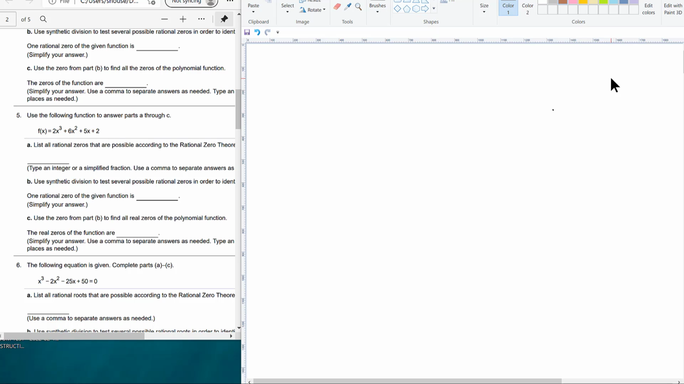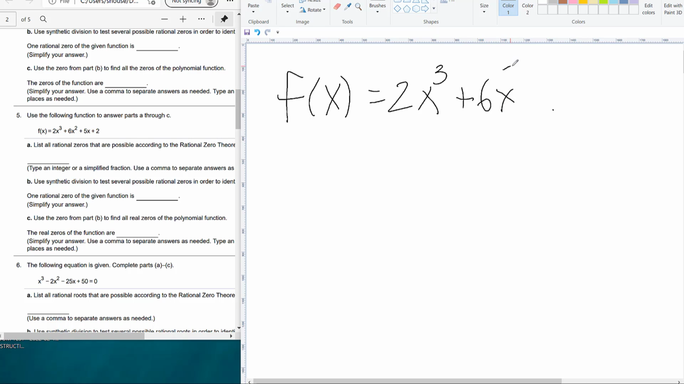Number 5. Use the following function to answer parts A through C. So the function is f of x equals 2x to the third plus 6x to the second plus 5x plus 2.